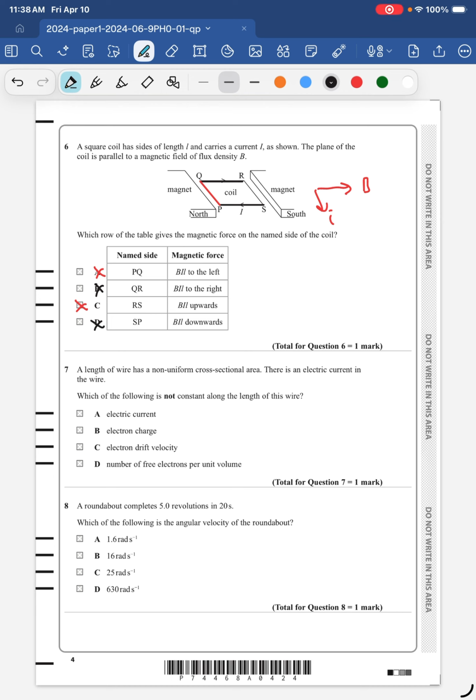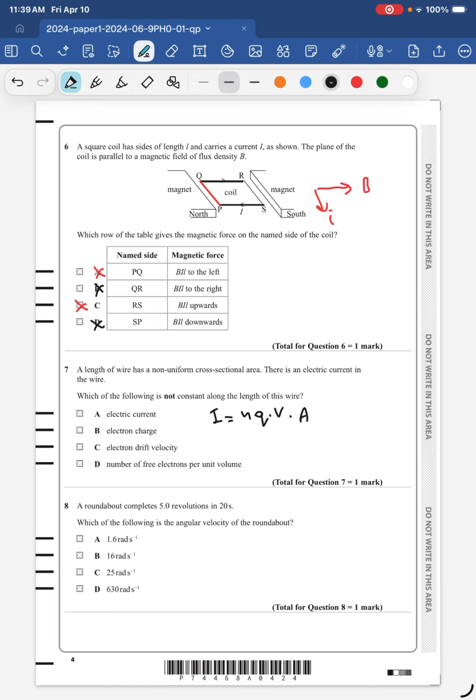A length of wire has a non-uniform cross-sectional area. There is an electric current in the wire. Which of the following is not constant along the length of this wire? Okay, so the equation that comes to mind is I is given by the number of charge carriers times their charge times their drift velocity times the cross-sectional area. Okay, so the electric current is constant. The electron charge is constant, it doesn't change. I'm trying to think of a scenario in which the electric charge can change.